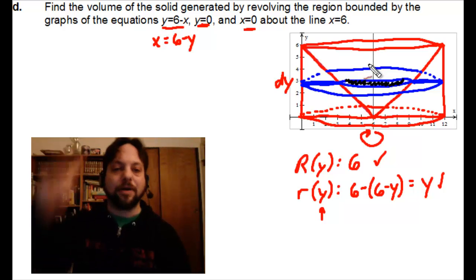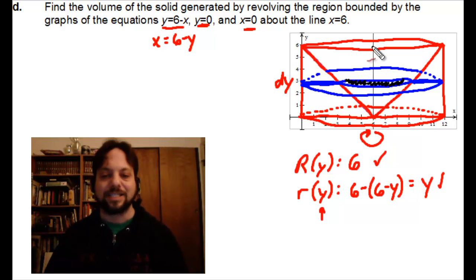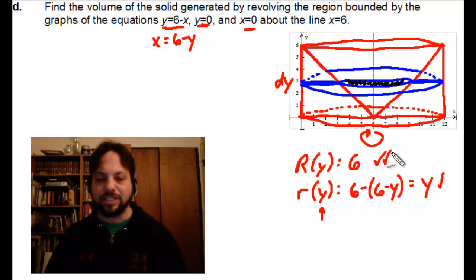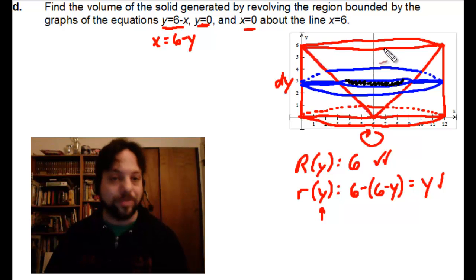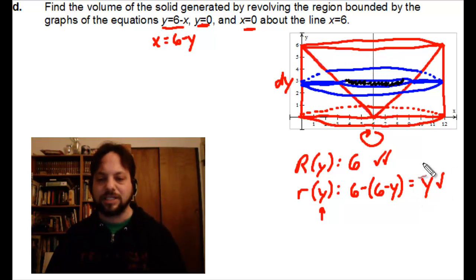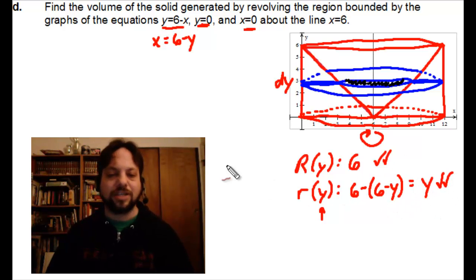Now, at the top of this solid, when y is 6, what would the outer radius be? Of course, that hasn't changed. That's still just 6. But the inner radius looks like it should also be 6. And if I plug 6 into my inner radius, I get 6. So both of these do look good.